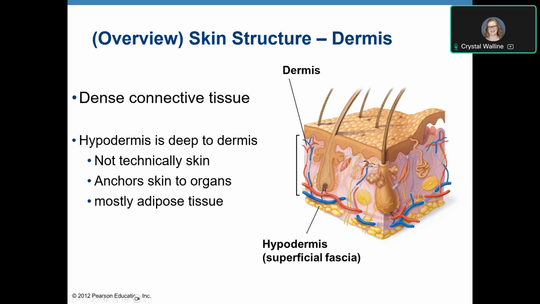The second layer of the skin is the dermis, which we can see here. And this is made out of dense, irregular connective tissue.